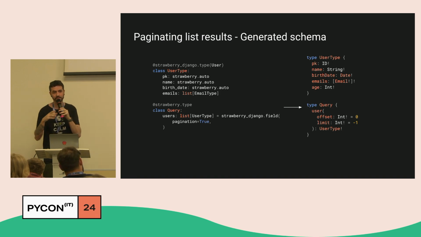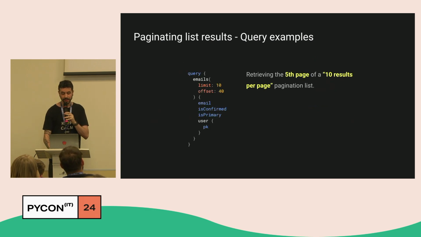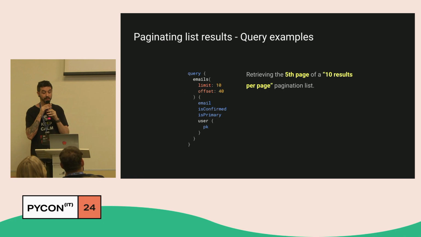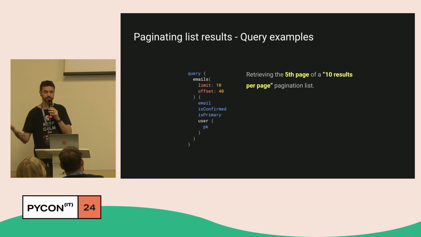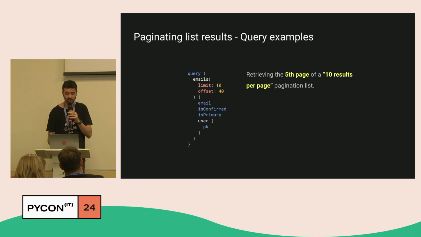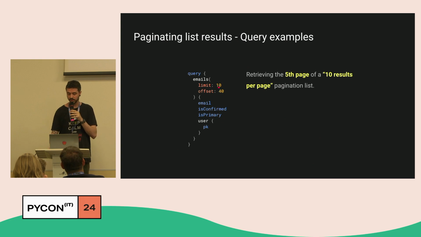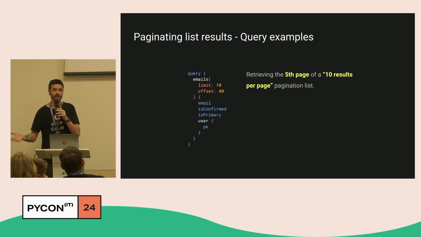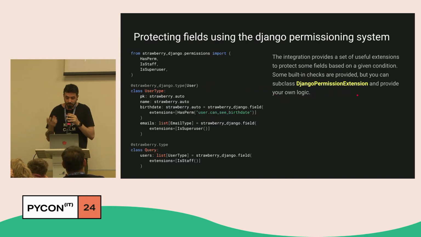Those are going to be used to slice the query set and do the pagination for you. For example, in the case of emails again, if you want to retrieve the 5th page of a 10 results per page pagination, you can just ask for an offset of 40, limit of 10, and you just got the 5th page, and so on. Again, this all can be combined. You can filter, order, and paginate at the same time. This is just for the sake of simplicity for exampling.